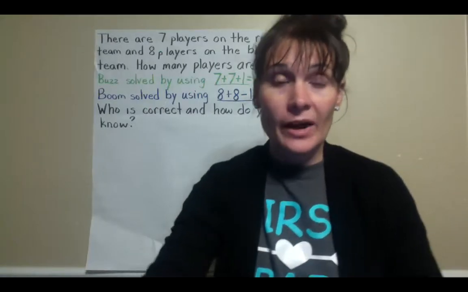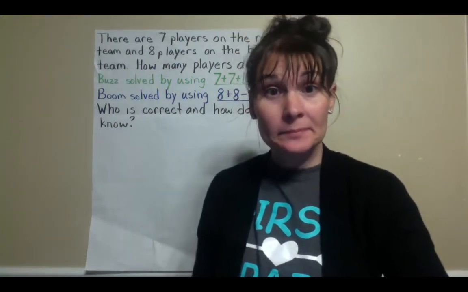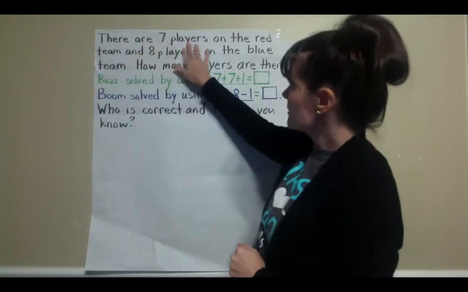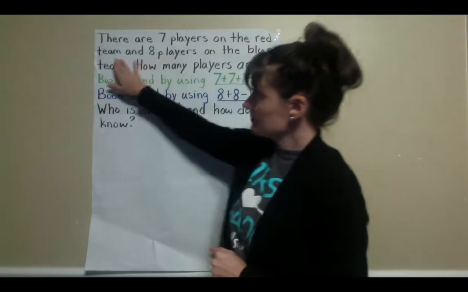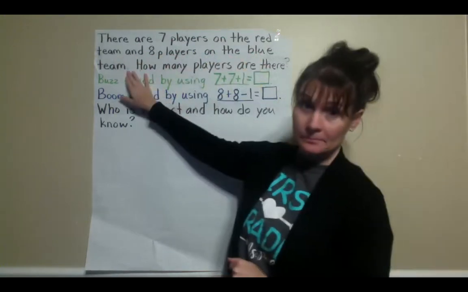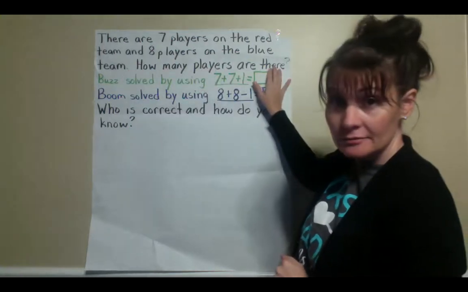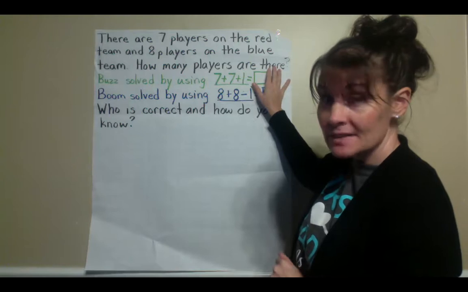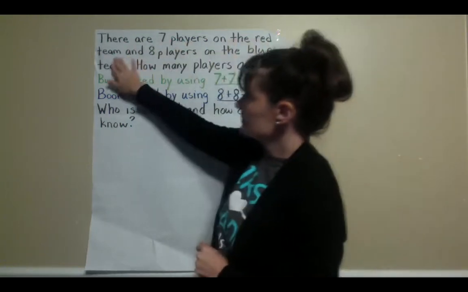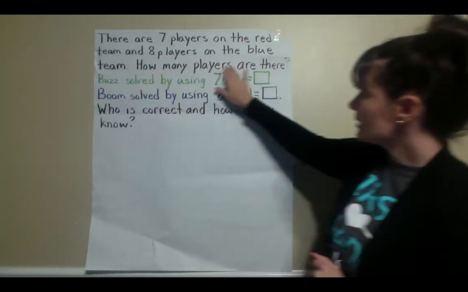Make sure that you have your pencil and your paper to help you with this next one. There are 7 players on the red team and 8 players on the blue team. How many players are there? Let's think about it. There are 7 players on the red team and 8 players on the blue team. How many players are there?